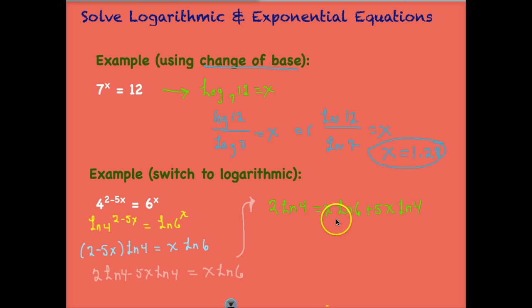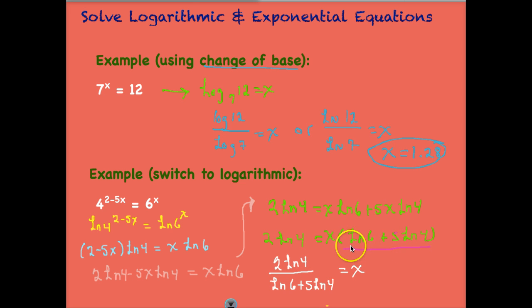And here we are. So now we have my x's on the same side. How do I solve for x? Hopefully you're thinking, what if I factor out an x from each of these? Then I will have isolated x away from my other terms here. And now I can solve for x by dividing both sides by the natural log of 6 plus 5 times the natural log of 4.